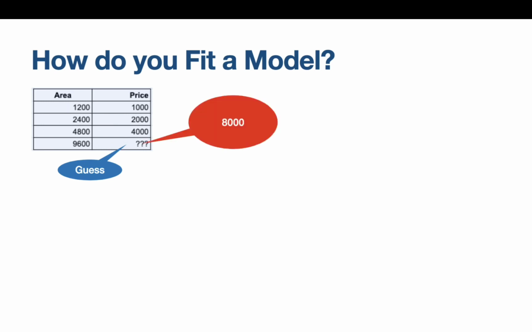Well, I'm sure you would have guessed the price is $8,000. How did you guess it? How did you arrive at this number? Well, the price doubles for every twofold increase in the area, and that's how you arrived at 8,000. But let us look at this in a more formal fashion.